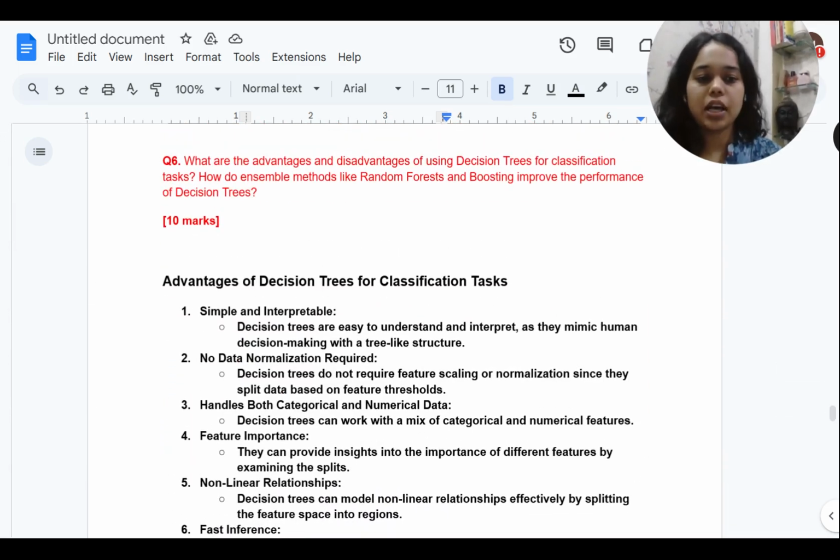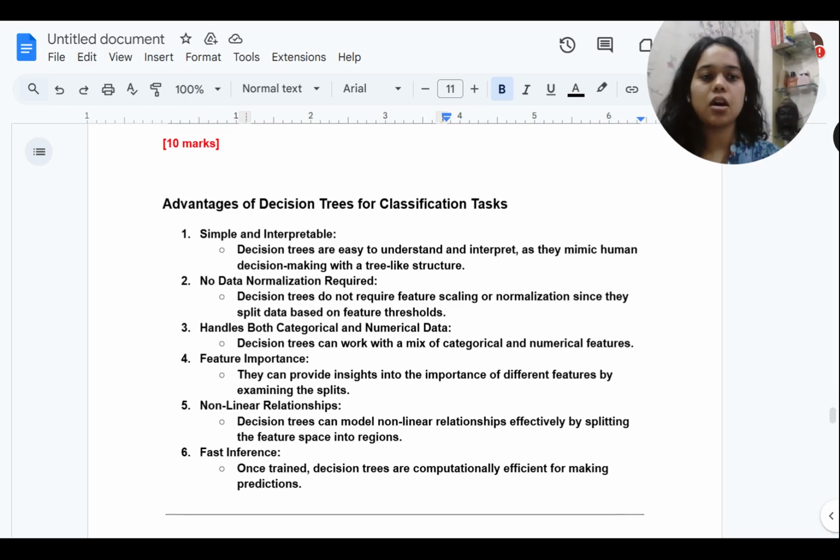Moving on to our next question: what are the advantages and disadvantages of decision trees for classification tasks? How can we ensemble with random forest and boosting to improve this performance? So, advantages of trees. Firstly, they are simple and interpretable. Decision trees are intuitive and easy to understand. They mimic human decision making by recursively splitting data into smaller subsets based on feature thresholds.